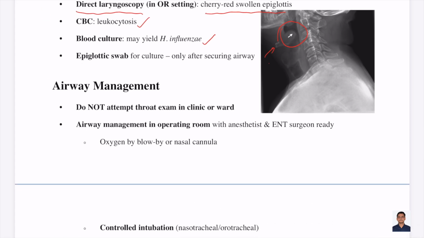Most important is the management of the airway during acute epiglottitis, and throat examination should not be attempted unless proper airway management is done. And airway management should be done only in the operating room, because there may be a need of an anesthetist and ENT surgeon to do the immediate or emergency tracheostomy if there is a failure of intubation.